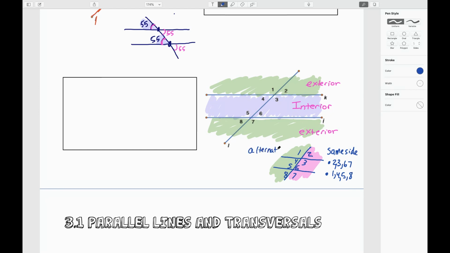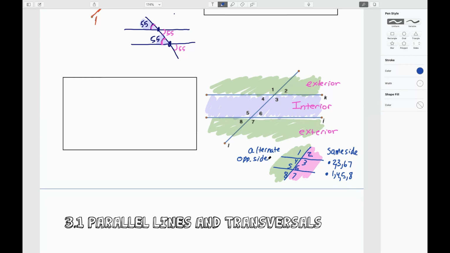And then we have alternate angles. Now, why the same side? Because they're all on the left or they're all on the right. If they're all on the left, they're same side. So 1 and 8 are same side. 4 and 5 are same side. 2 and 3, 2 and 6, 3 and 7. You get the idea. 3 and 6.